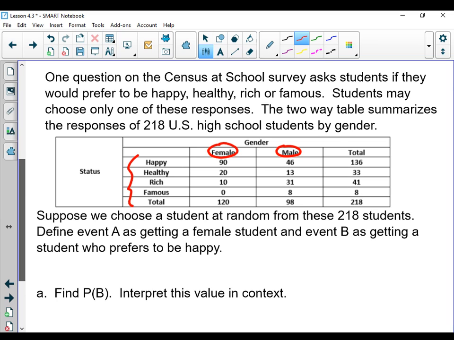All right, well, here's the question. Suppose we choose a student at random from the 218 students. We're going to say event A means that we have a female student. Event B means that we have a student who prefers to be happy. Okay, so anytime they refer to A, they're talking about the probability or looking at getting a female student. Anytime you see B, we're talking about a student who prefers to be happy, no matter if they were male or female.